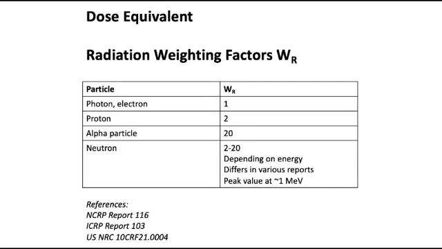So here's a table of these radiation weighting factors. It's a little complicated because you have 3 different reports. These 3 reports agree on photons and electrons; the value is 1. They agree on protons, and they agree on alpha particles, but there is some disagreement about what the value should be for neutrons. But I think the essential thing here is to know that for photons and electrons, the value is 1, and for other particles, the value is higher.